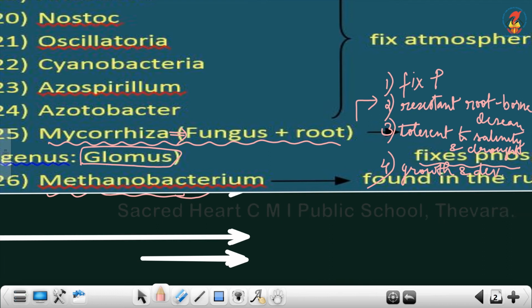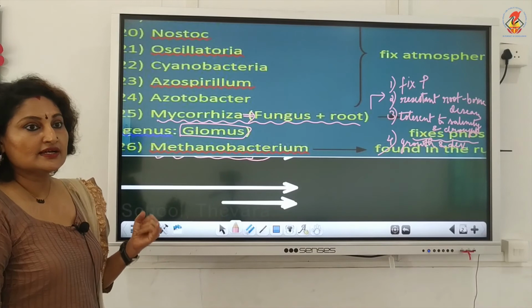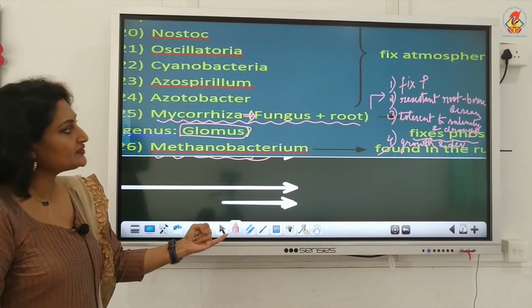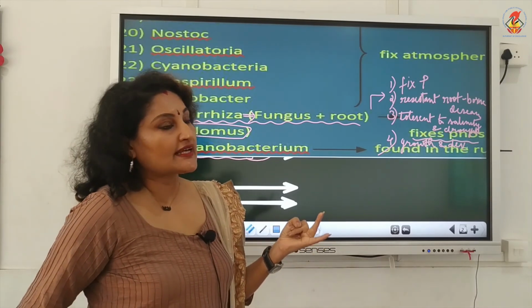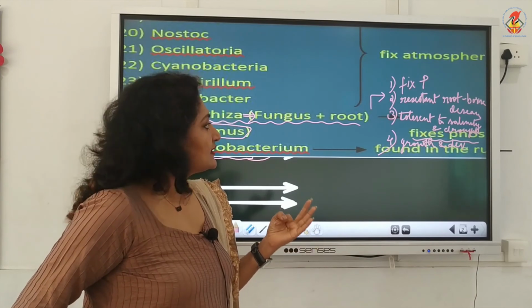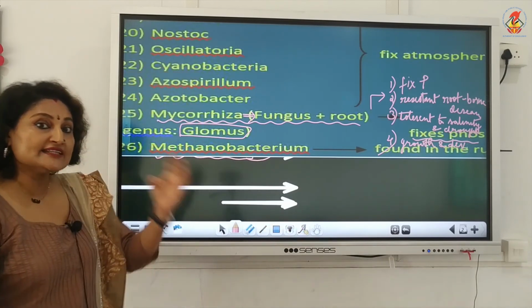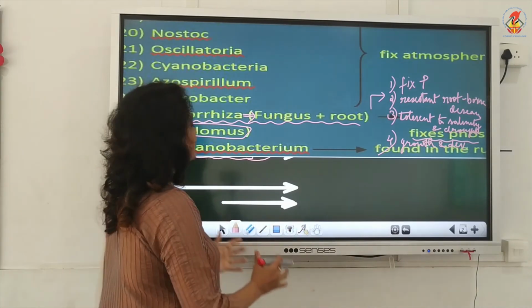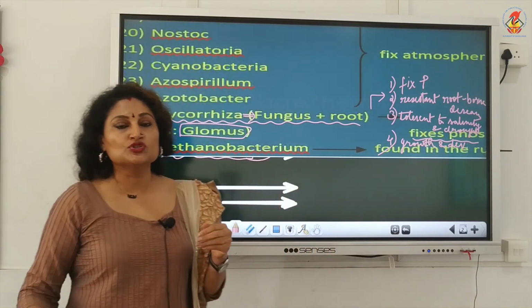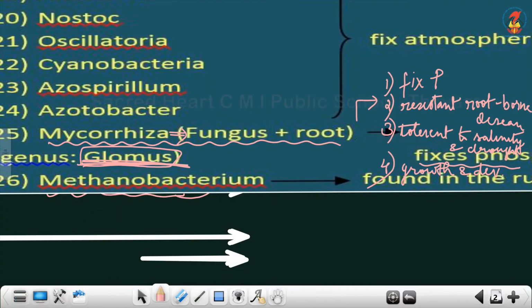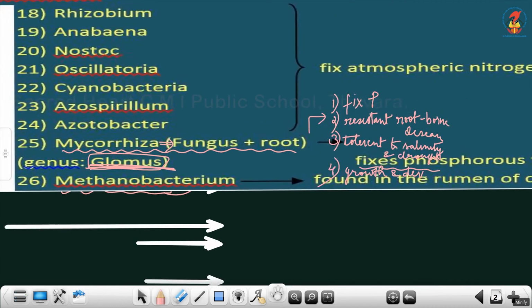So once again I am telling you, those plants which are associated with fungus or show mycorrhizal association, the advantage is not only that phosphorus is being fixed, that's one advantage. Added on to that advantage, such plants become resistant to the attack of root-borne diseases. Third, they become tolerant to salinity and drought, and lastly, they show enhanced growth and development. So this is the advantage of those plants or trees whose roots are associated with the fungus belonging to the genus Glomus. And last we are having Methanobacterium.